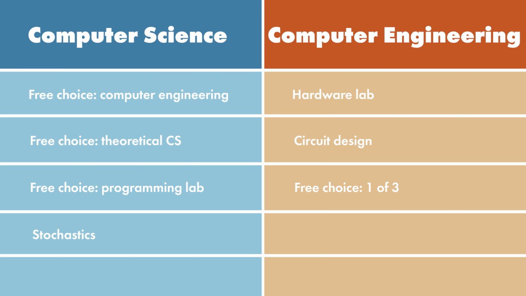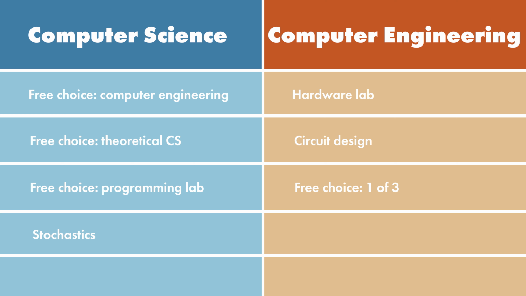Continuing from here on, you can see that the next semester of computer science is very open, so you can choose specific courses yourself. You do have limitations, for example, where you have to choose a 6-credit computer engineering course and a further 6-credit theoretical computer science course.